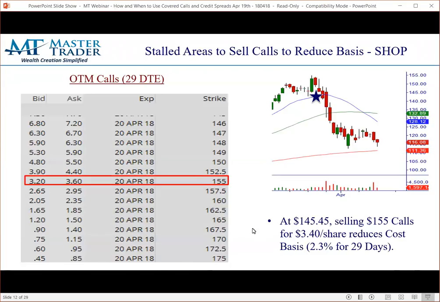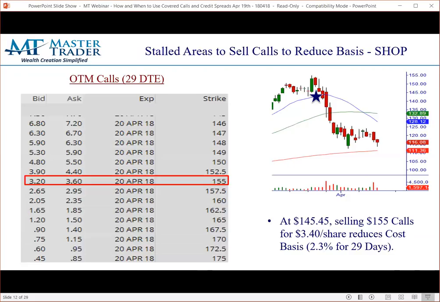So if you owned 1,000 shares of this and sold 10 of these call contracts, $3,400 hits your account. And that is pure profit to you. And you see the additional return on capital in 29 days, 2.3%. Annualize this. Assume that's 30 days. Multiply this number by 12.